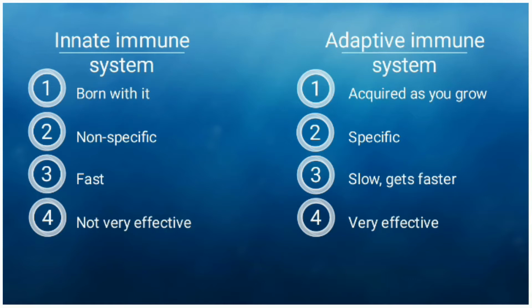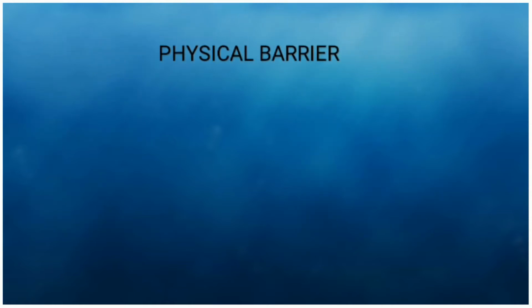Another difference is that the innate immune system is non-specific, meaning that it can target all kinds of pathogens. Therefore, it will respond faster, but it won't be very effective. As for the adaptive immune system, it can target one specific bacteria or virus, so it will be very effective. It might be slow the first time, but as we get exposed to the same pathogen, it will get faster. The innate immune system is further divided into two parts.